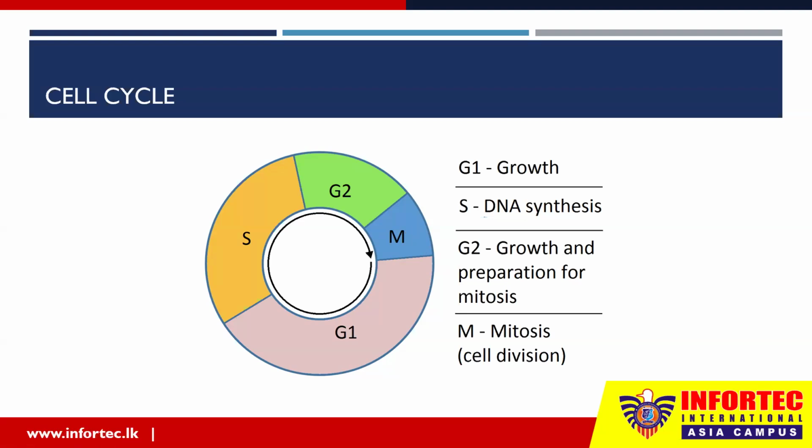What you need to understand in the cell cycle is that there are four main phases: G1, S, G2 and M. Out of those four phases, G1, S and G2 are called interphase, and M is where the cell division happens.